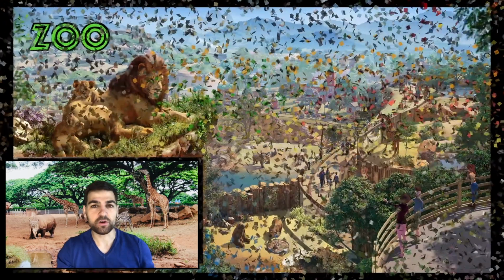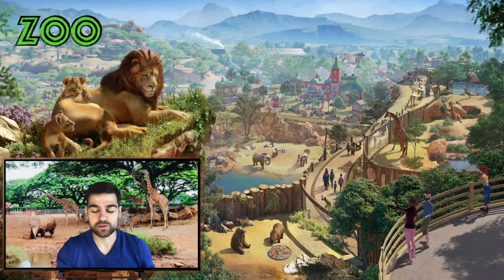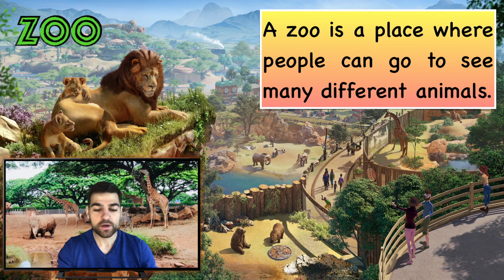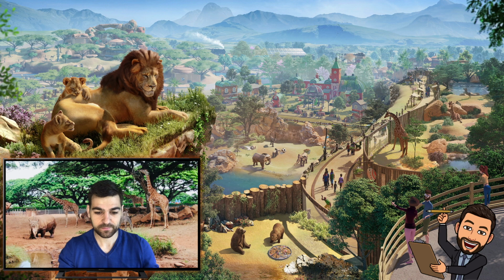But first of all, let's describe a zoo. So what is a zoo? A zoo is a place where people can go to see many different animals. So as I said before, we can find these animals anywhere in the world. There are so many places, but we would have to travel a lot. So instead of having to travel the world, we can go to the zoo and we can see all these animals. So let's start with our first animal.